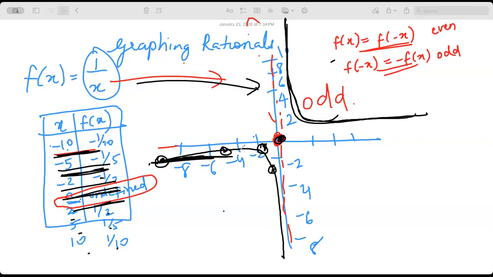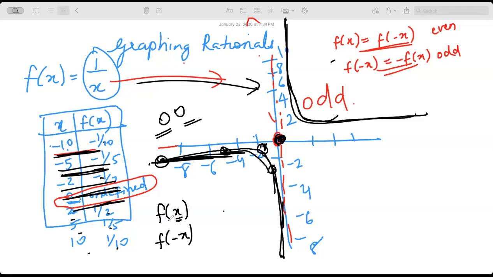Now here, this is the graph of the parent function 1 by x. You all know that it is an odd function. Why? It is symmetric about the origin. Origin, odd. If it is symmetric about the y-axis, then it's an even function. Algebraically, if you want to find out, you substitute minus x wherever you have x. When both are equal, then it's an even function.